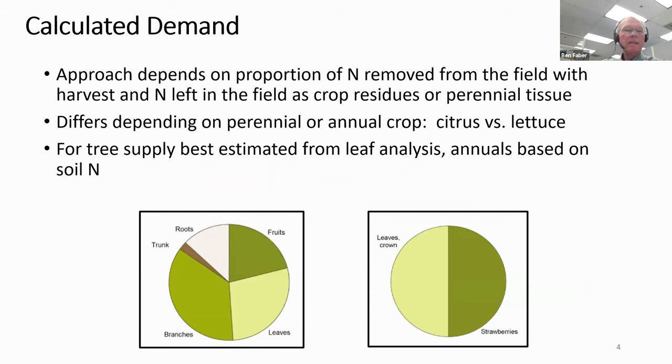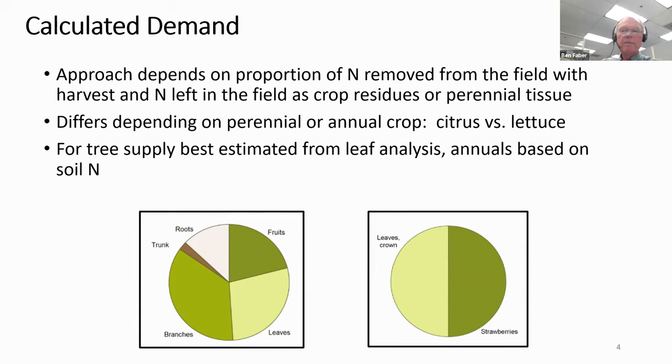So you have to look at what the calculated demand is. Okay, what is going into the roots, into the branches, into the leaves, into the fruit. For the case of trees, the best estimate for the amount applied is through leaf analysis. Leaf analysis tells you an integration of where the various sources of nitrogen and other nutrients are coming from. Are they coming from water or fertilizer or from the soil? The leaf analysis integrates everything, the fruit load and weather.